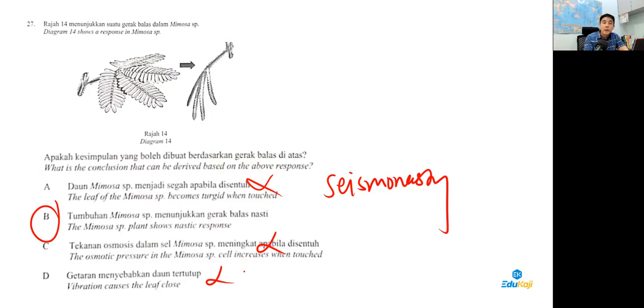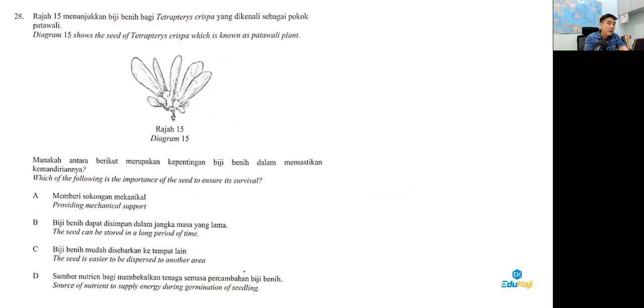Okay, 27 boy, and 28. 28, which is the importance of seed to ensure its survival? So because of the wings, it is able to spread further to other places. They don't crowd around the same area. Okay, so it's good for survival. So when the climate is not suitable, let's say one dies, it's not all will die lah. Okay, at least it's being spread out to other places.